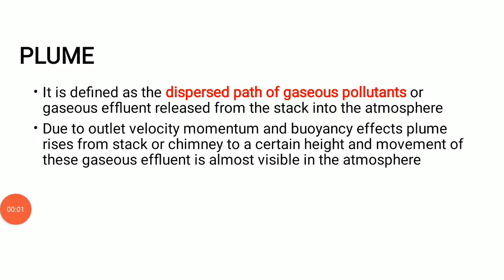In this session, I will discuss the various terms: plume, mixing depth, and the different types of plume behaviors. A plume can be defined as the dispersed path of gaseous pollutants or gaseous effluent released from the stack into the atmosphere. That is, the path of the gaseous pollutants or effluent once it is emitted from the source. That dispersed path is said to be a plume.